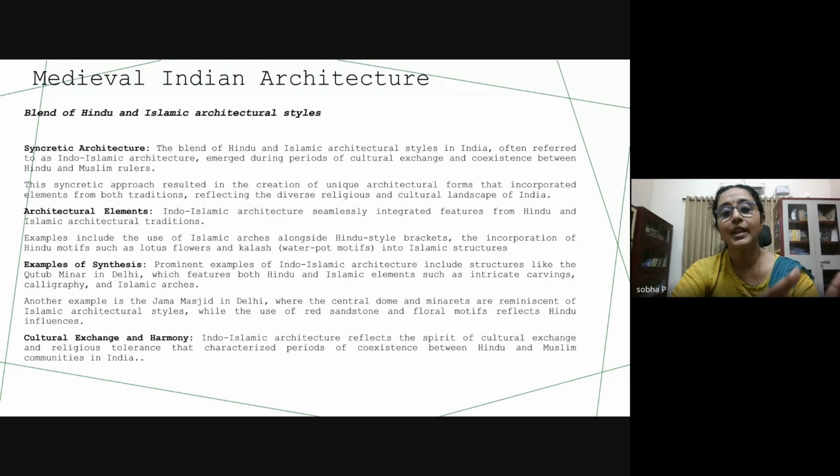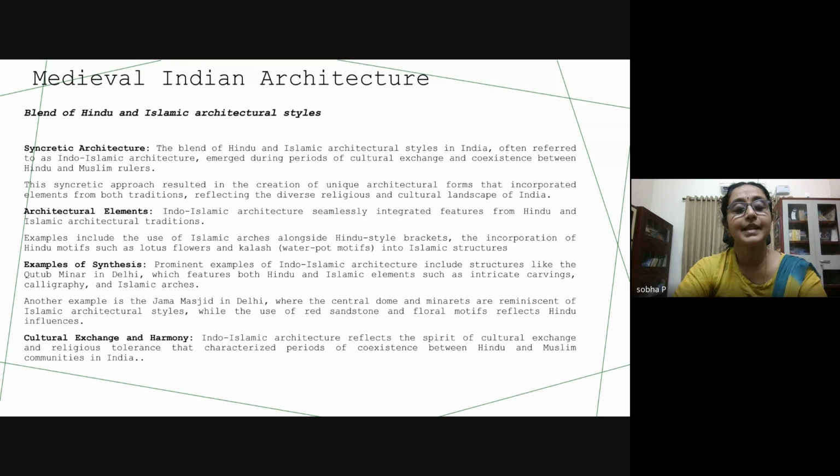So this actually resulted in the creation of unique architectural forms, because that incorporated elements from both traditions. So that actually led to the diverse religious and cultural landscape of India. And we can see Islamic arches along with Hindu style brackets, and Hindu motifs such as lotus flowers, water pot motifs, etc., in Islamic structures. So, either way, there was a fusion of Indo and Islam.